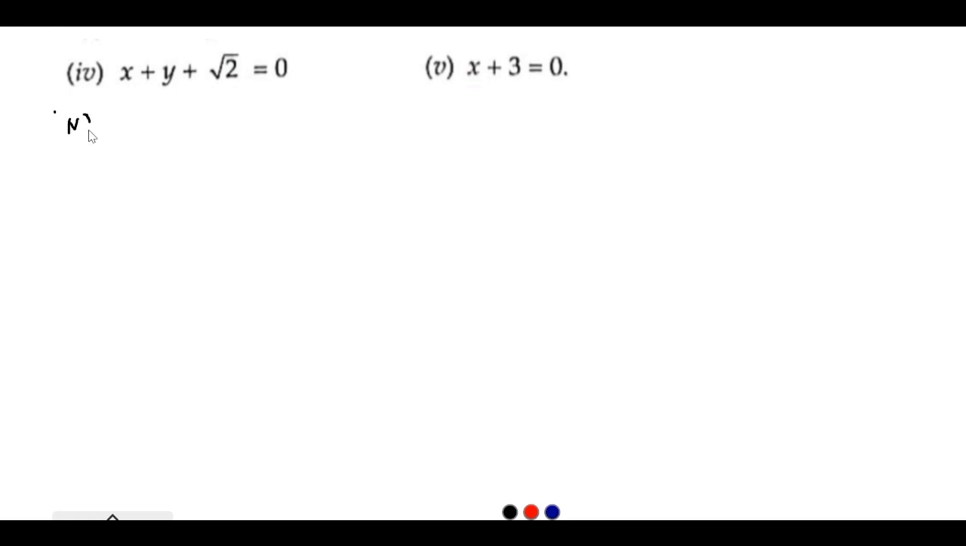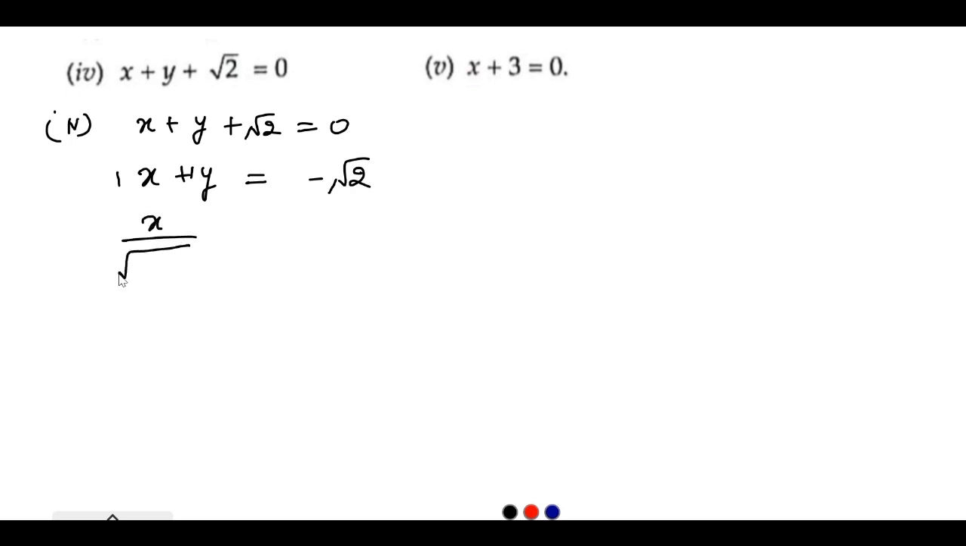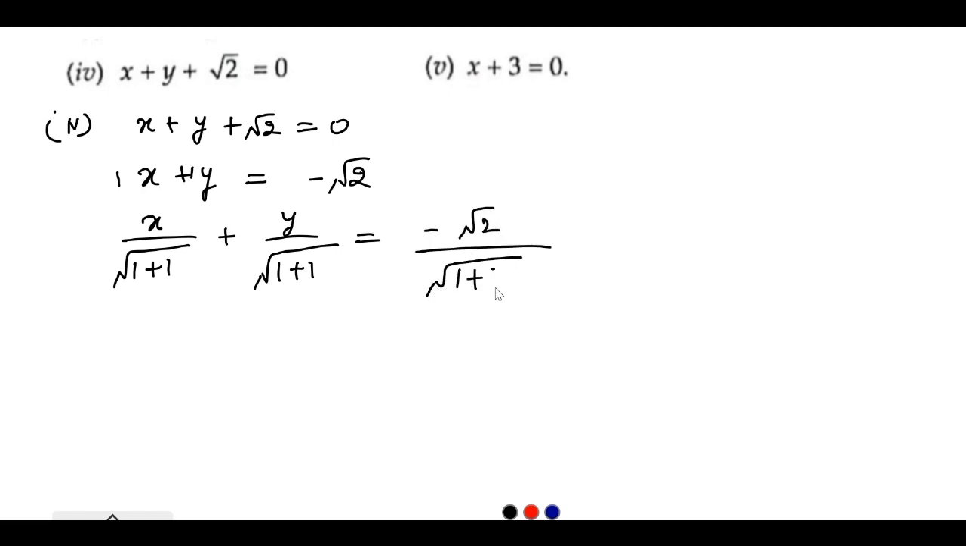Now fourth part, x plus y plus under root 2 is equal to 0. X plus y is equal to minus under root 2. Here a is 1 and b is 1. So divide this equation by under root a square plus b square. But one thing, here c is negative and we have to choose the sign of under root a square plus b square such that p must be positive. So we must take minus under root a square plus b square.